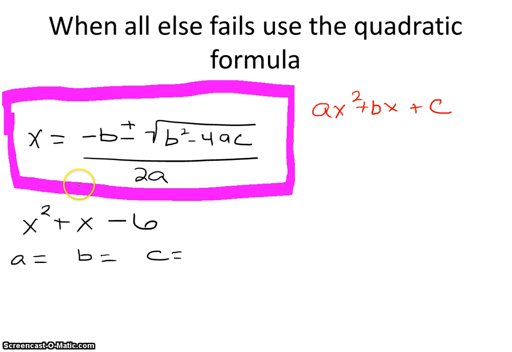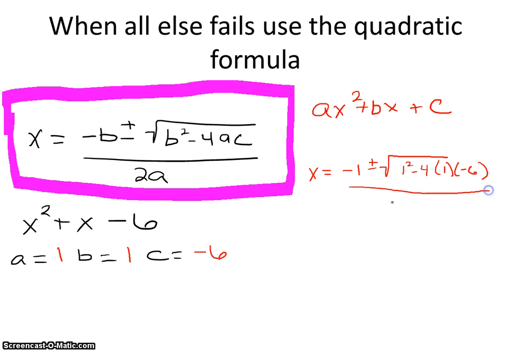Okay? So in this case, my a is 1, my b is 1, my c is negative 6. So I'm going to plug this into that formula. So I have x equals negative 1 plus or minus the square root of 1 squared minus 4 times 1 times negative 6 divided by 2 times 1. Okay, so now I have negative 1 plus or minus square root of, so negative 4 times negative 6 is 24, plus 1 is 25, well that's nice, over 2.